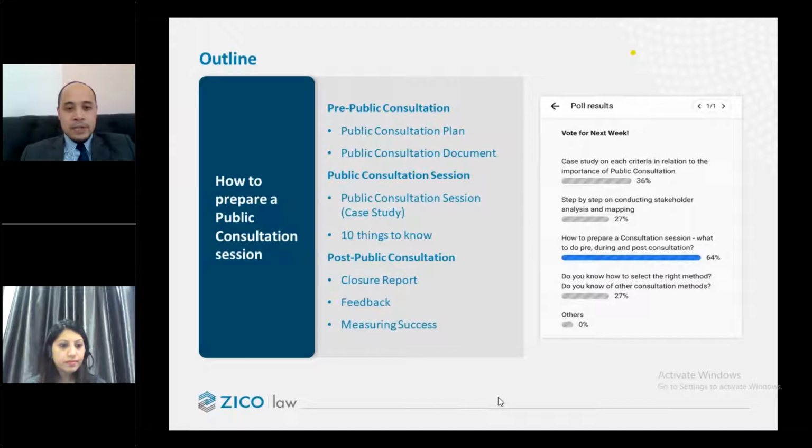And then we'll talk about the post-public consultation session. This will essentially be on the closure report, when and how to give feedback, and how do you measure success? I think that's a very good question someone asked last week, so I decided to put it in my slide. How do you measure success of your public consultation session? Next slide, please.